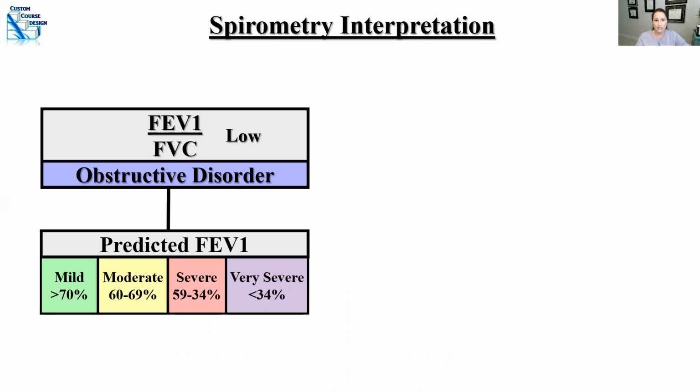Mild is going to be less than 70% of predicted. Moderate is about 60 to 69, severe is 59 to 34, and then very severe is going to be less than 34% predicted.